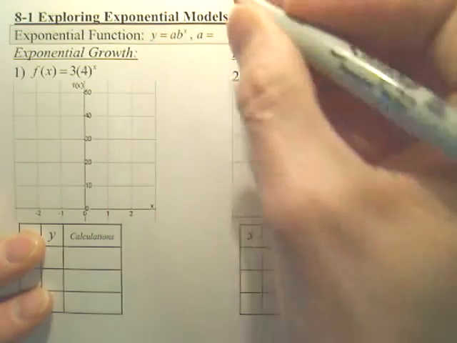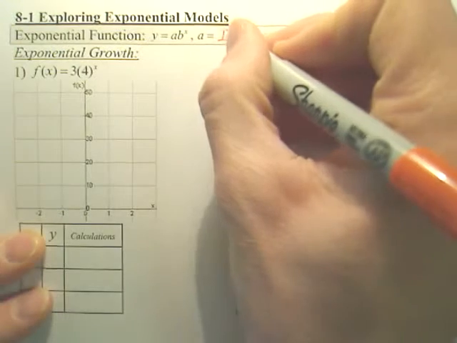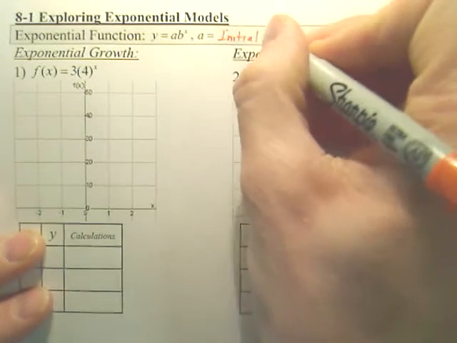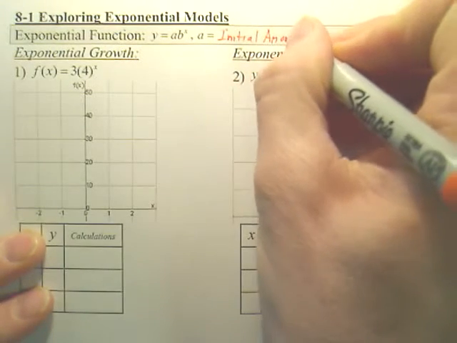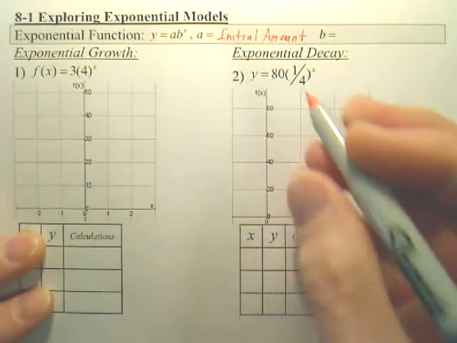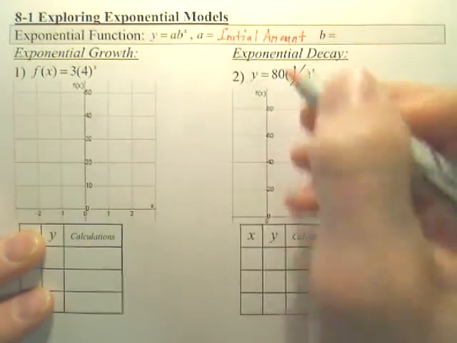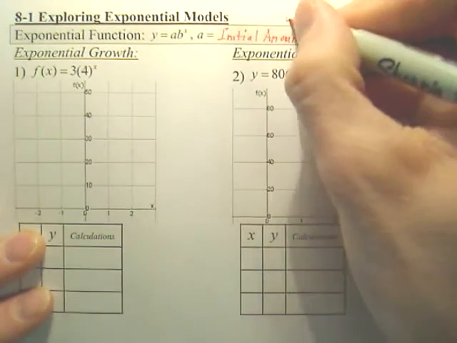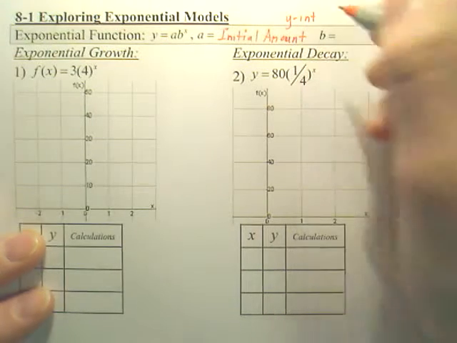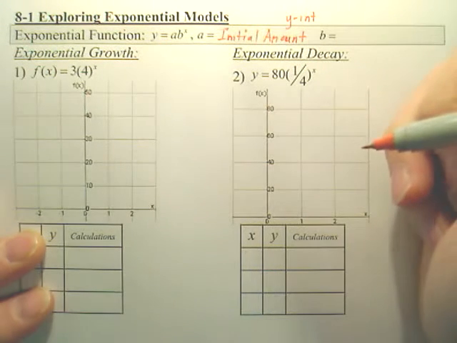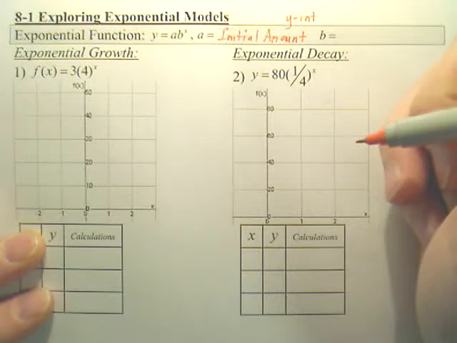Your a value is your initial amount. Your a value talks about your initial amount. It's also your y-intercept. Your a value is your y-intercept or your initial amount, what you're starting with.